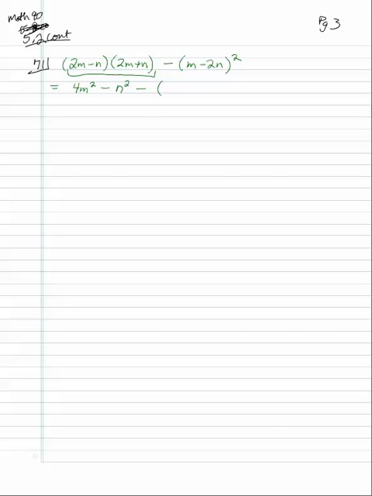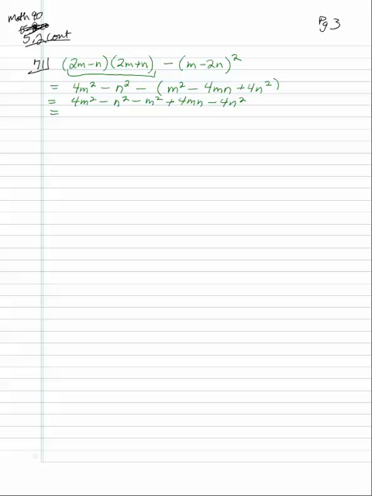minus. Now, how do you square a binomial? So if you memorize the pattern, you square the first term, minus 2 times the first term times the second term. So that's going to be 4mn, and then you square the last term, so that's 4n squared. Distribute your minus sign, so we get minus m squared plus 4mn minus 4n squared.